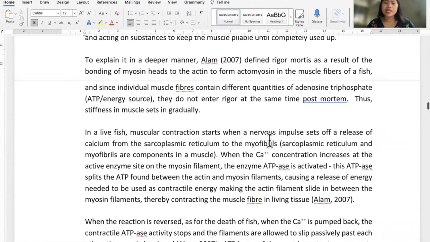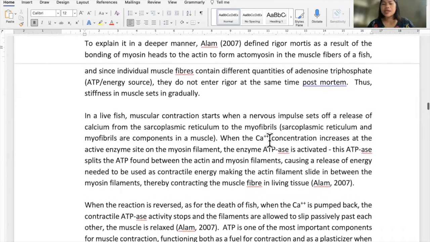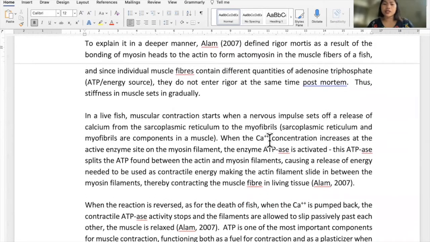Calcium here plays a very important role in the stiffening of the muscle. So in the live fish, muscular contraction starts when a nervous impulse sets off a release of calcium from the sarcoplasmic reticulum. So it is the brain that tells the system of the fish to release calcium. So there is an impulse, and then there will be release of calcium from the sarcoplasmic reticulum to the myofibrils.